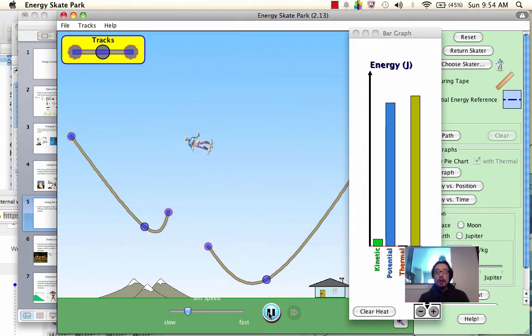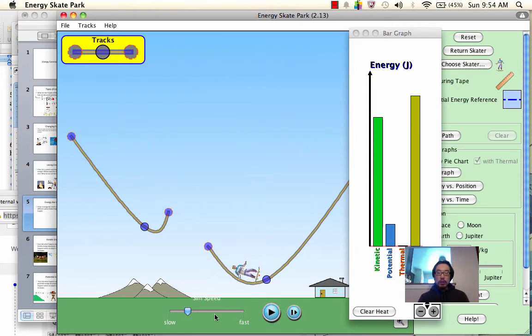So he goes up, okay, and so far what we can tell is that the mechanical energy, kinetic plus potential, is equal to the total. But as soon as he lands and he makes an impact with the ramps, he's losing some of that mechanical energy and it will transform into thermal energy.